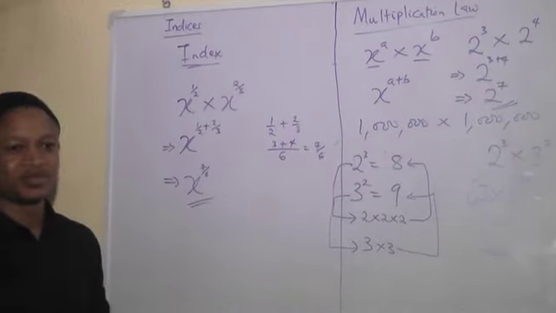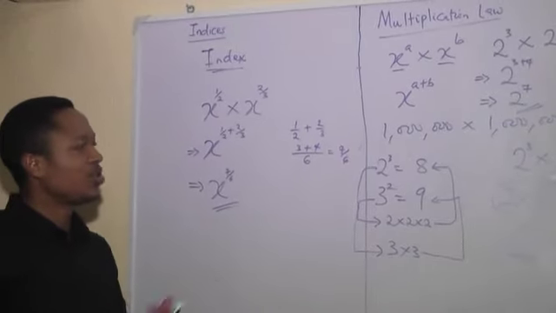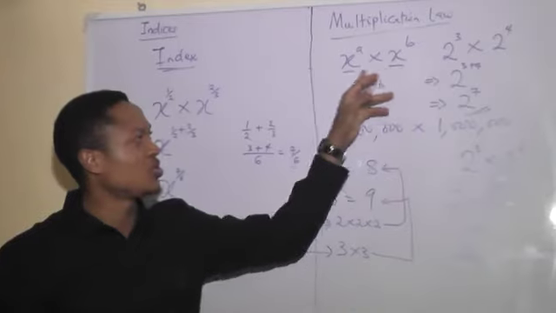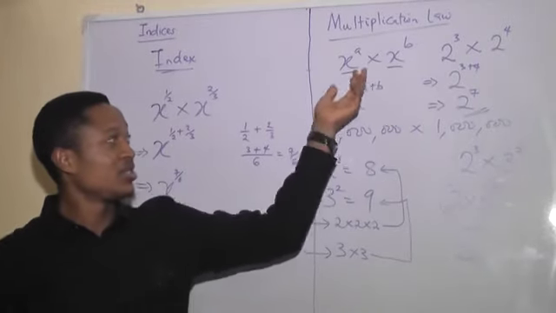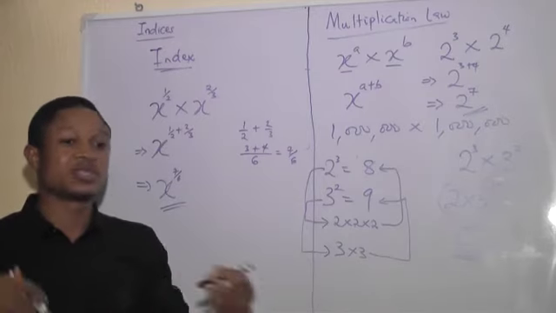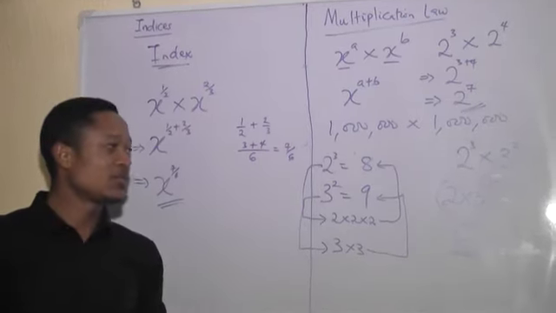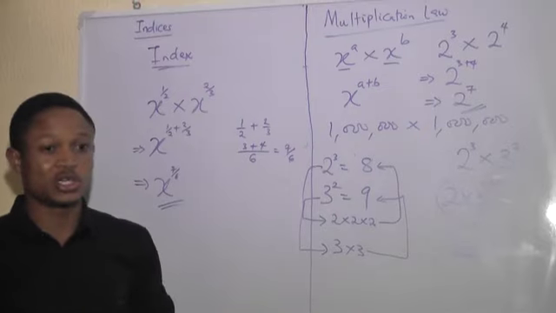Very beautiful. So it's quite simple. It's just a way of playing with numbers that are in this form, considering the fact that they have the same base. Just take out the single base, add up the powers. You can solve as many examples as possible. Alright, so next we're going to be looking at the division law.